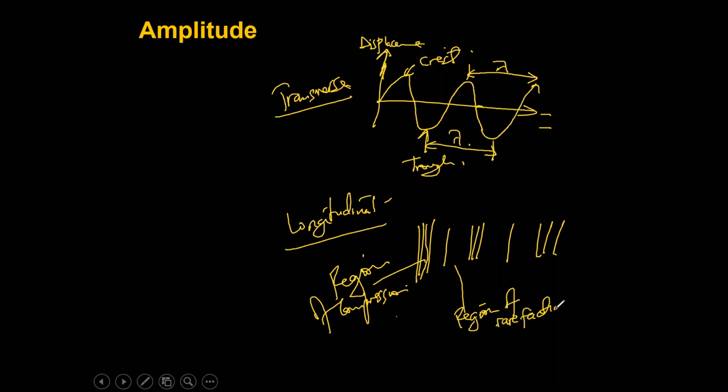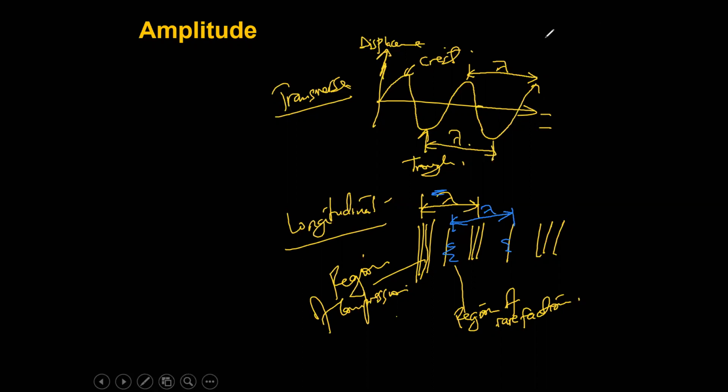Region of rarefaction. So in case you want to define wavelength in terms of the longitudinal wave, we define the wavelength as the distance between any two successive regions of compression. That is the first definition. Or you can still use that it is the distance between any two successive, or what are terminologically called adjacent, regions of compression or of rarefaction, like that. So this is rarefaction, this is compression, and all of them work the same way.